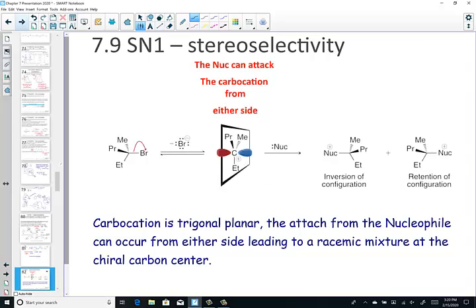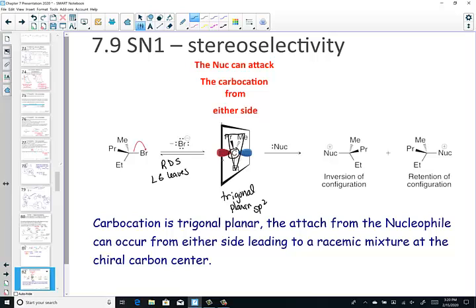Let's compare an SN1 mechanism to an SN2 mechanism for stereoselectivity. The first rate determining step is the leaving group leaves. And when it does so, it forms a trigonal planar sp2 hybridized carbon. This is trigonal planar. It's lying flat on the table.